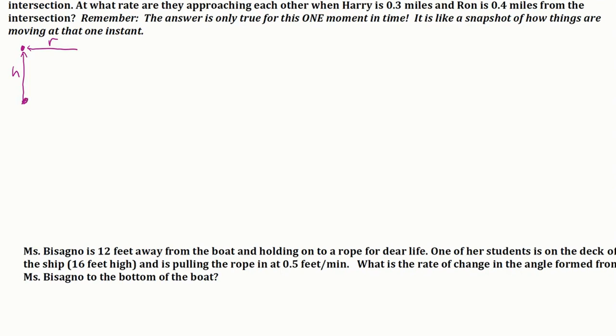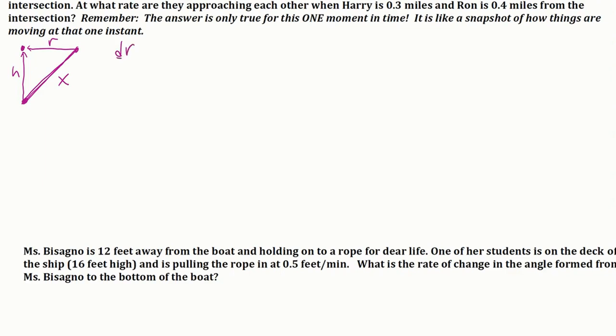So at this moment in time, Harry might be here, Ron might be here. I want to know what's the rate at which they are approaching each other. So I'm going to need the distance they are from each other, which I'm going to call X. It doesn't matter. So Ron is traveling west at 50 miles per hour.